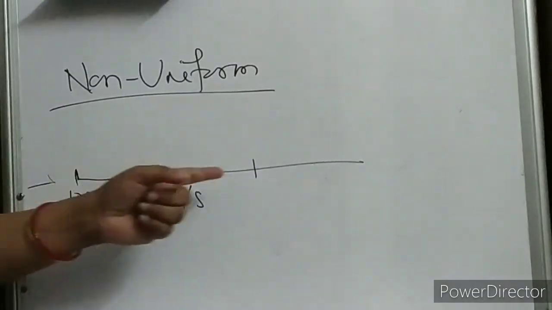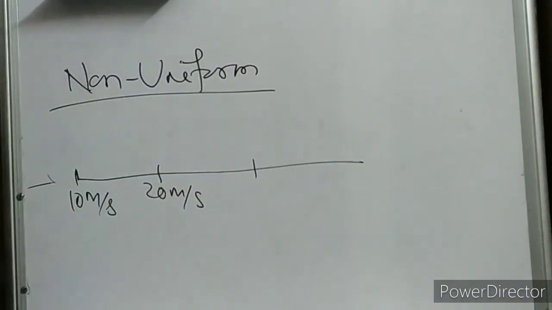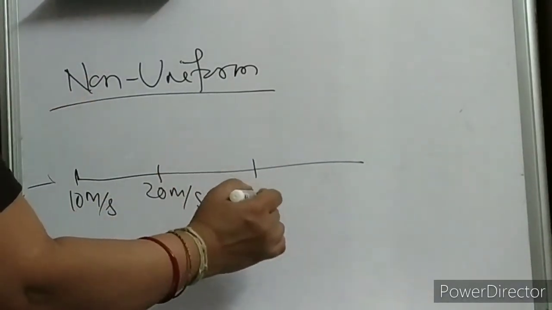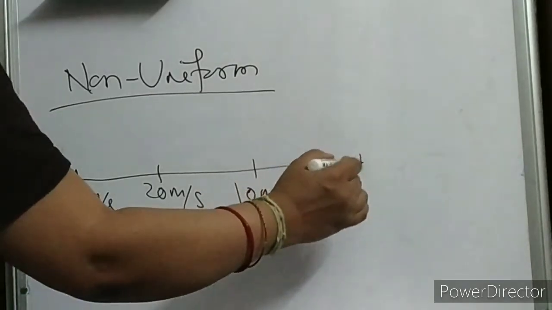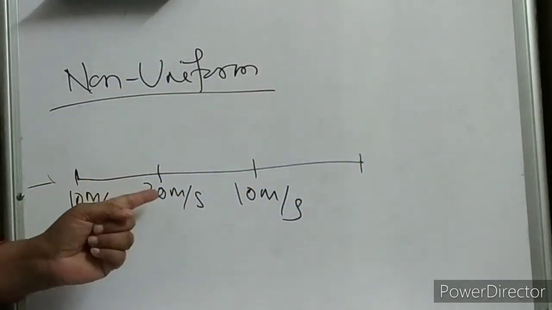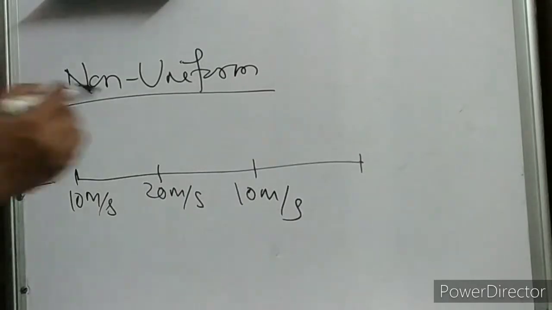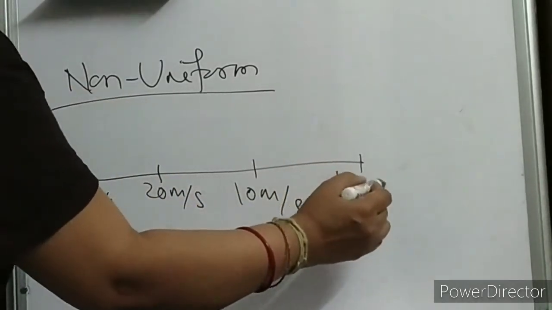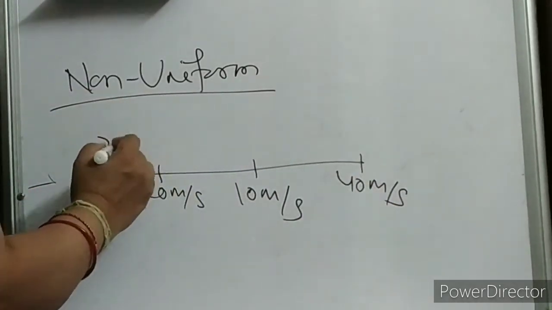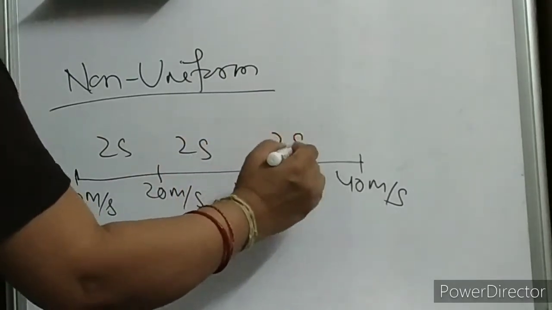Okay, here I will write how much? I will again slow down, I will apply a brake, 10 meter per second. Here suppose 10, it is now non-uniform, okay. Suppose it is 40 meter per second, and we are measuring in every 2 seconds.